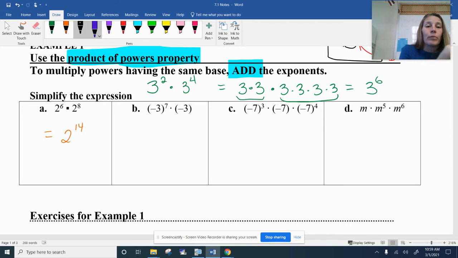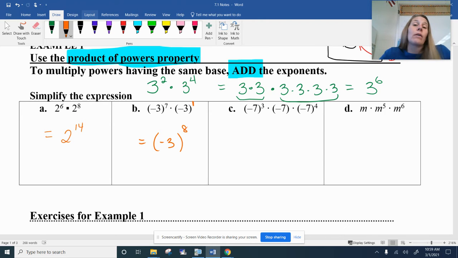Now the next example here, we have a -3 being raised to a 7 and then times another -3. Now remember, every number has an exponent. If there's nothing visible there, that means it's just raised to 1 because it's just the number itself. So this then would be -3 raised to the 8 because 7 plus 1 is 8.